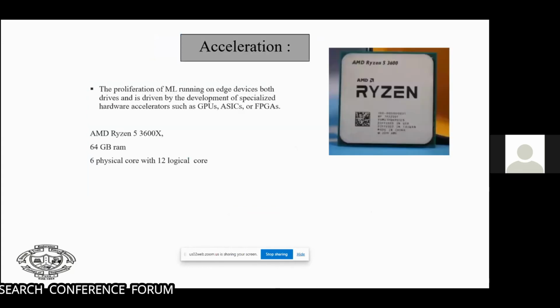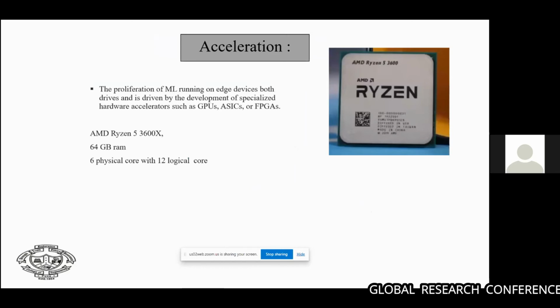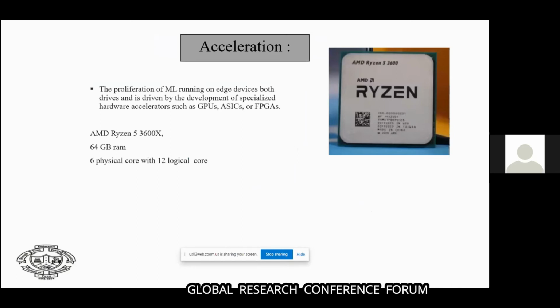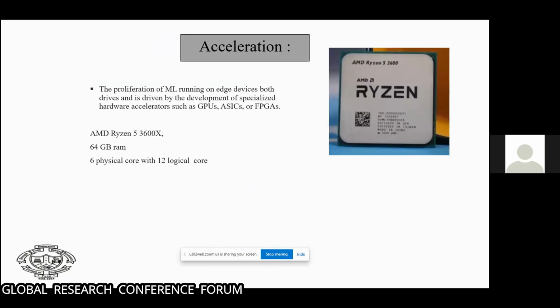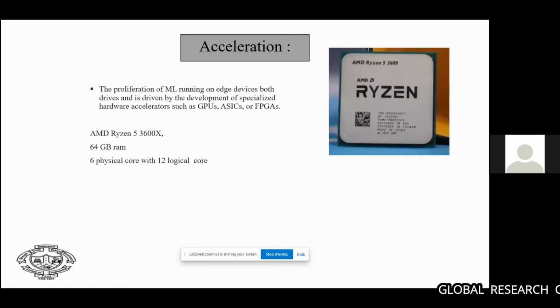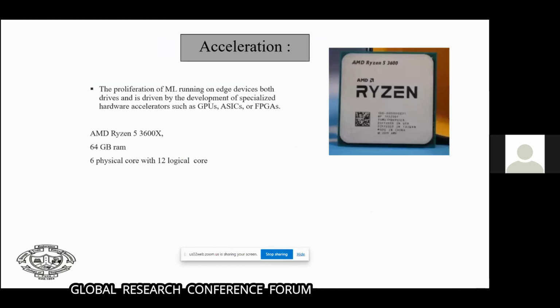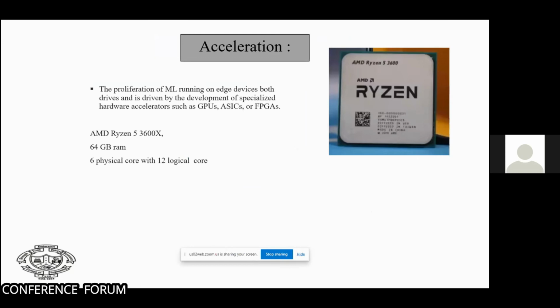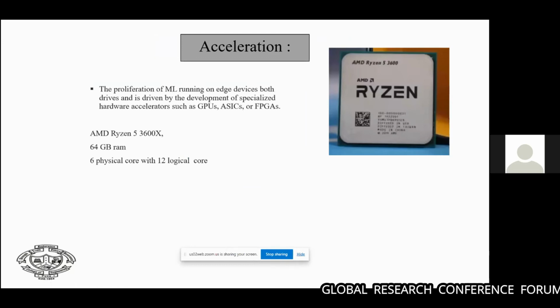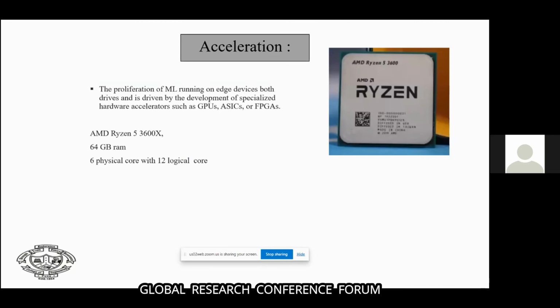I then accelerated my whole process using a high-end processor with 6 physical cores and 12 logical cores. 12 logical cores means that I can work in parallel because 12 threads work simultaneously. So it gave me a huge speed, or acceleration, to my model training.